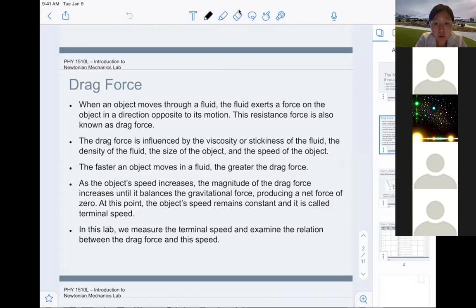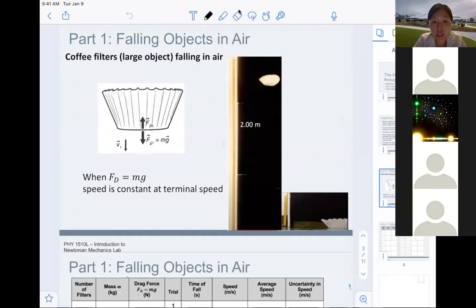So in this lab, our goal is to look at exactly the relationship between the drag force and the speed. How do they relate? Is the drag force proportional to simply the speed in a linear way? Or is it proportional to speed squared? Or speed to the power of 3? This is what we're trying to measure. In the first part, we simply evaluate dropping something in the air. We drop a bunch of different coffee filters and measure the velocity after it has fallen for some distance in the air.